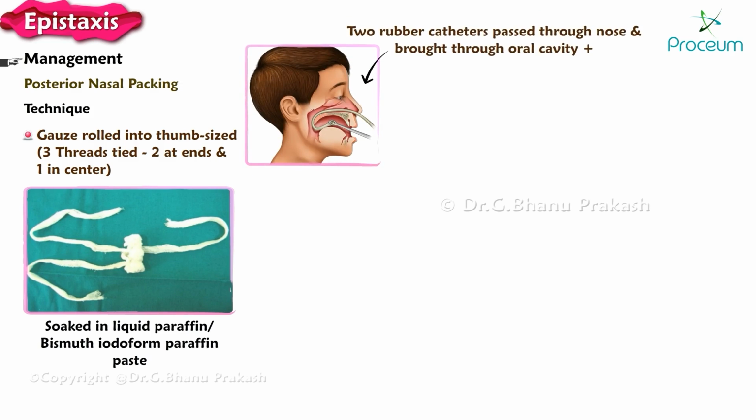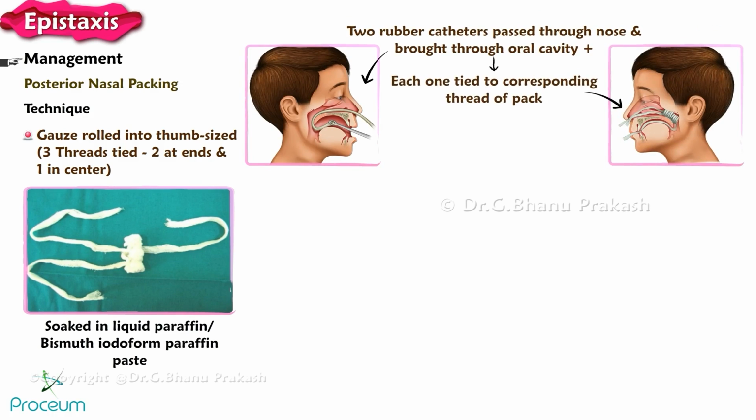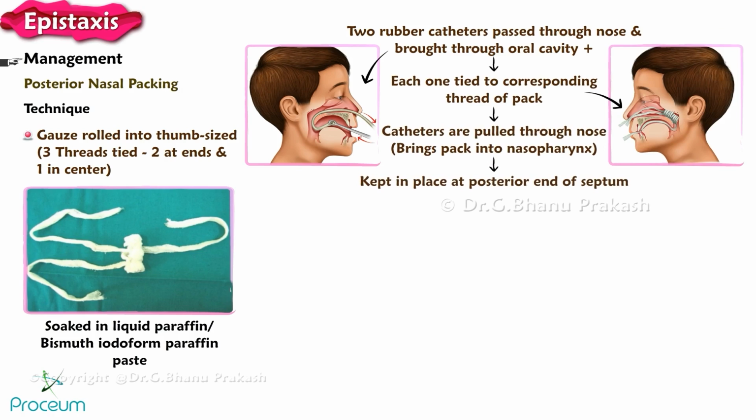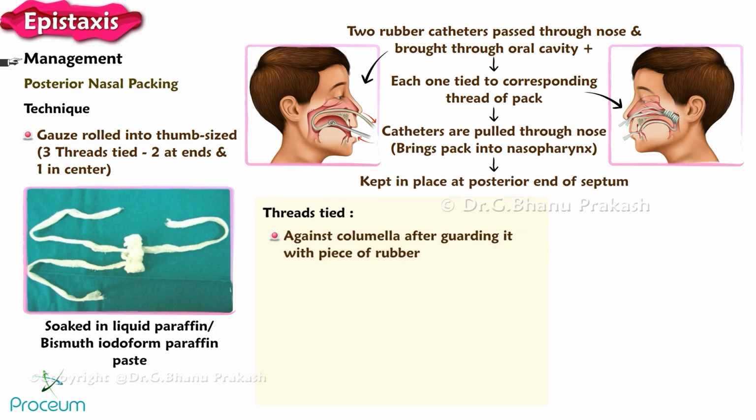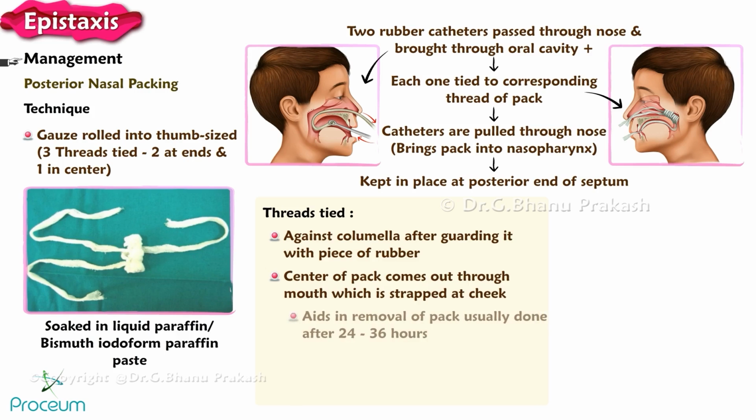2 rubber catheters are passed through the nose and brought through the oral cavity. Each one is tied to the corresponding thread of the pack. The catheters are pulled through the nose, and this brings the pack into the nasopharynx. It's kept in place at the posterior end of the septum. The threads are tied against the columella after guarding it with a piece of rubber. The thread tied at the center of the pack comes out through the mouth, which is strapped at the cheek. This thread aids in removal of the pack, which is usually done after 24 to 36 hours.